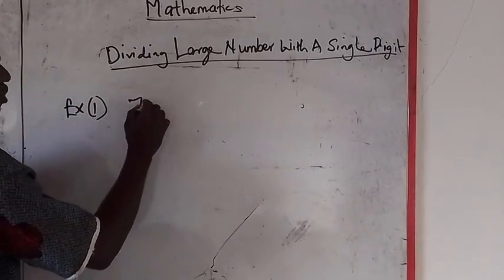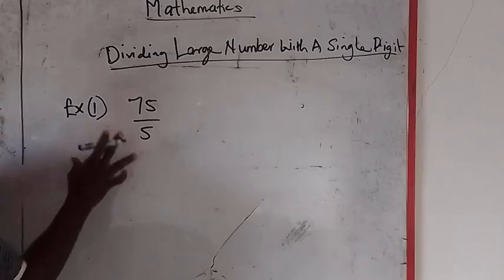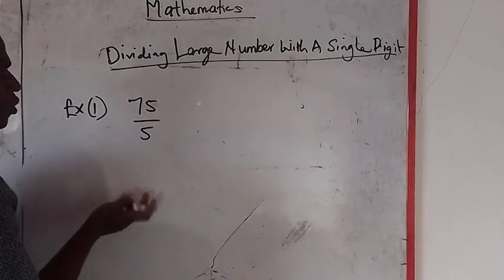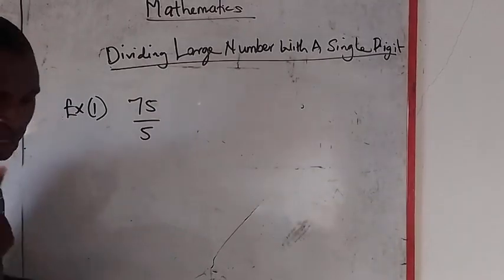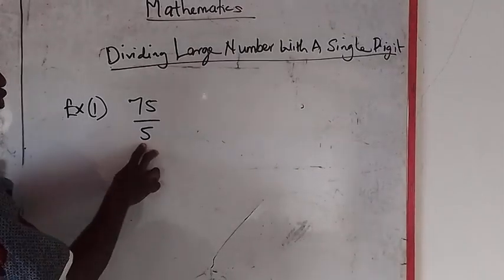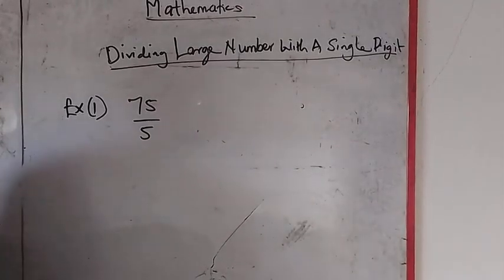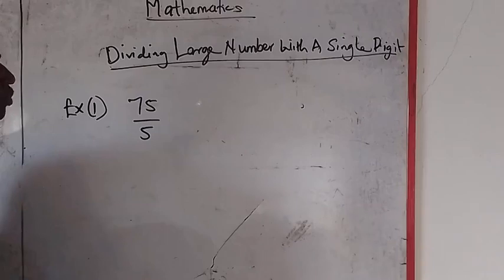Example 1, 75 divided by 5. I'm starting with this one so you can always have something bigger than this. Now, how do you divide a number like this without racking your brain on what to do? Most people use the long division method, but I will call this one a short division method.